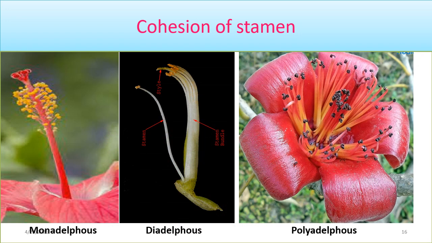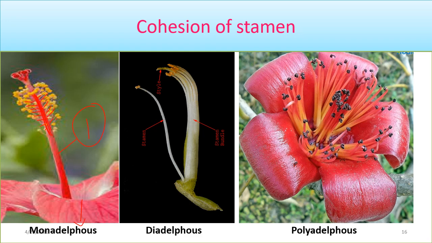So here let us start studying cohesion of stamen. As I already mentioned, cohesion means a member of a floral whorl which is attached to a member of the same floral whorl: calyx to calyx, corolla to corolla, androecium to androecium, gynoecium to gynoecium. In the same way, here you can see that all these stamens are united together forming a common staminal tube. As the number of tubes is 1, this is called a monadelphous stamen.